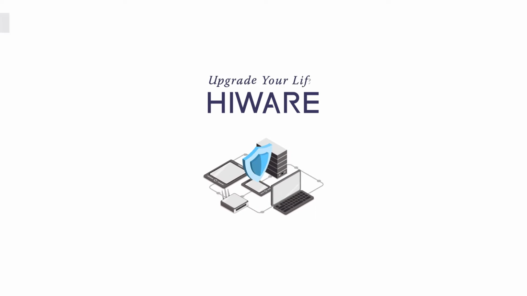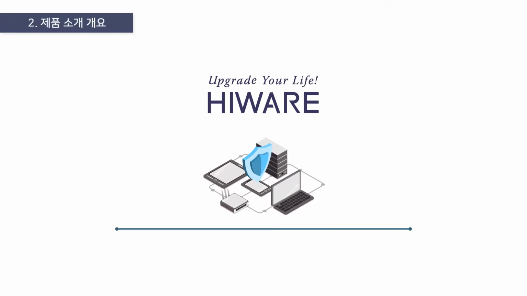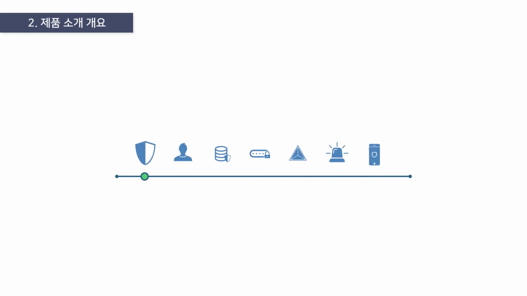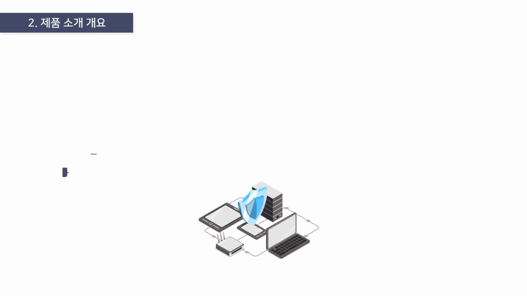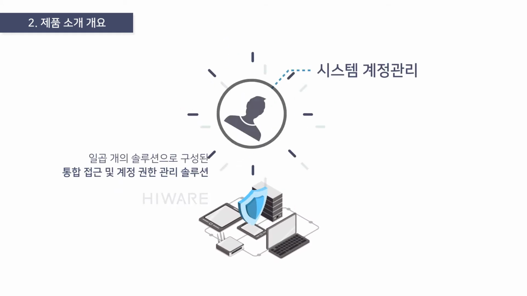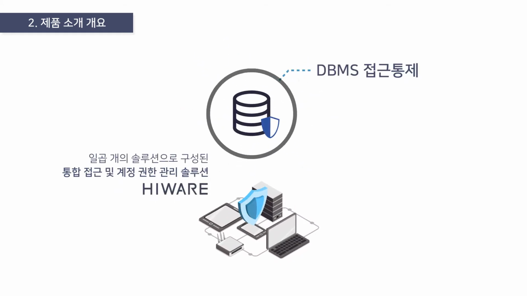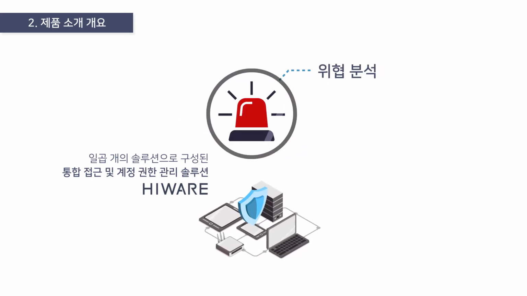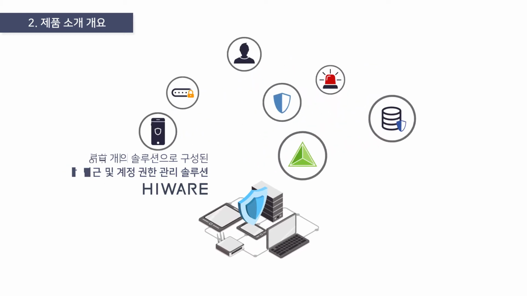2. The overview of product introduction. Hiware is a next-generation integrated identity and access management solution consisting of 7 solutions such as System Access Control, System Identity Management, DBMS Access Control, DBMS Identity Management, AD Identity Management, Threat Analysis, and Mobile OTP.